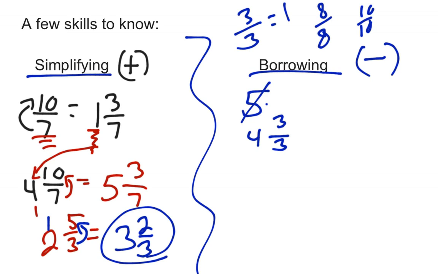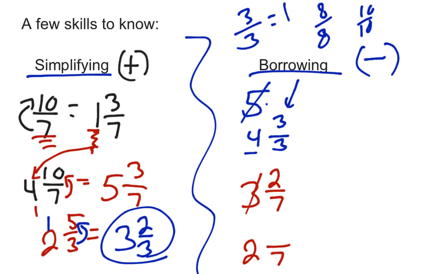So I borrow from the 5, it becomes a 4. That 1 that I borrowed, I write as a fraction. Okay? So what ends up happening now is, what if I have a mixed number? If I have a mixed number, like 3 and let's say 2/7, and I'm forced to borrow. Well, what happens is I borrow from the 3, so that becomes a 2.